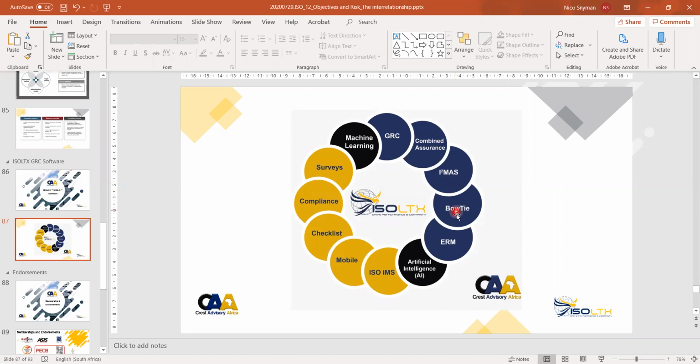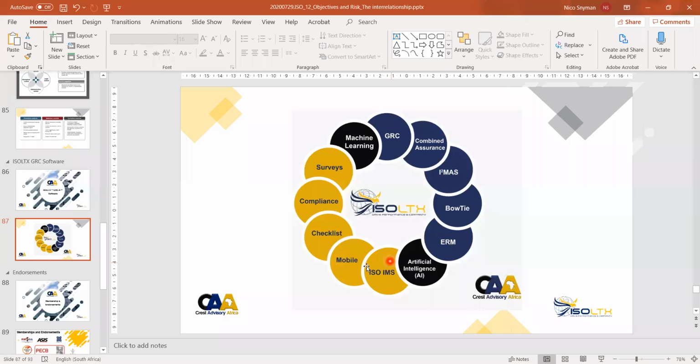Then we've got the bow tie analysis for assessing a risk further. This is a beautiful program that we have the license for. The company is based in Holland, in the Netherlands, and we've got the license to resell it here in Africa. We've also got enterprise risk management built in, in terms of ISO 31000, etc.